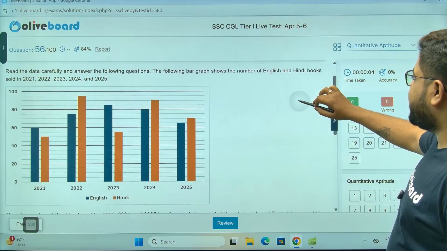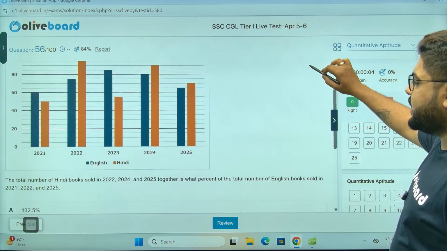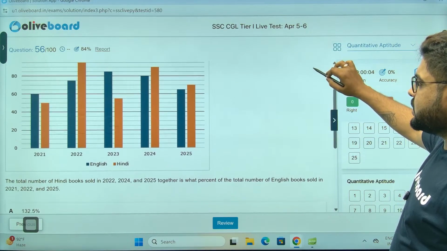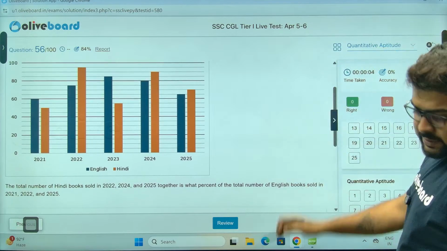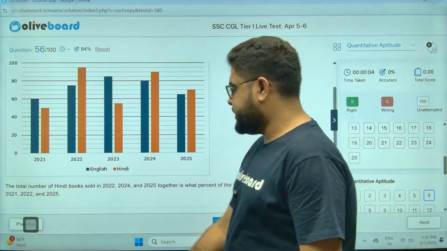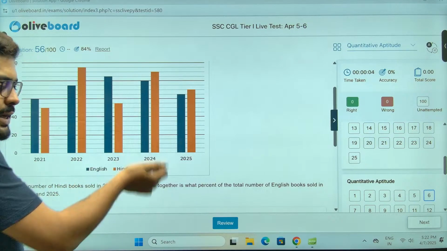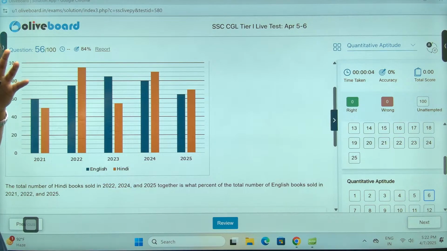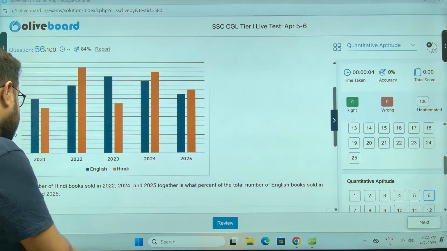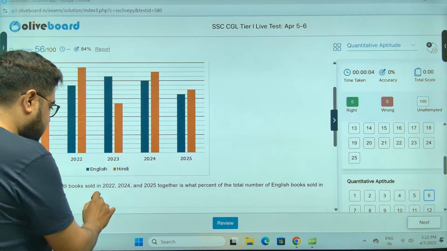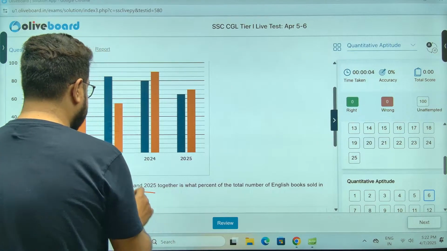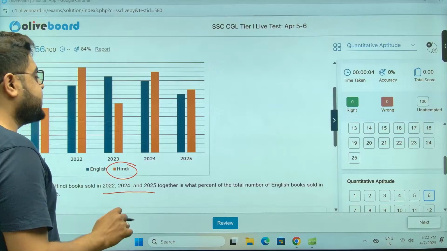This is the given bar graph, number of English and Hindi books for 4 years. Sir, we need this much. I cannot see the options, so again help me with options, because once I write, I don't have the option to omit. Number of Hindi books in 22, 24, 25 together. Hindi means the orange buildings.